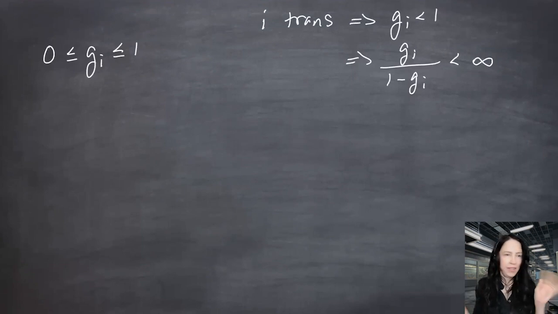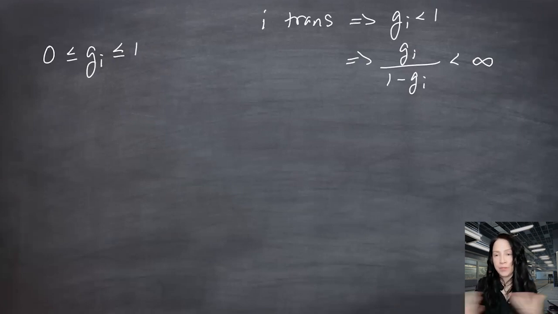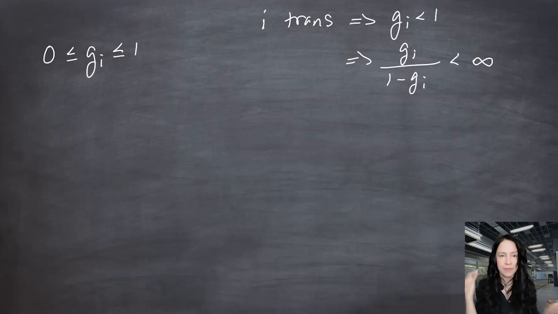I use them about equally. Sometimes when I want to show something is recurrent, I'll show that the first-return probability is one, and sometimes I'll use this theorem. I use them about the same amount of time.